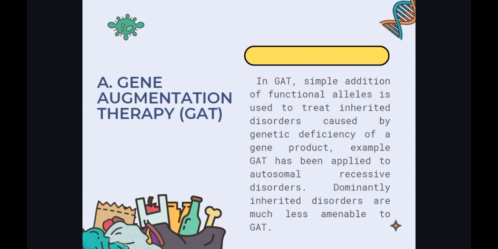Gene augmentation therapy involves introducing genetic material into a person's cell to replace or add a functional copy of a gene that's either missing or faulty. This aims to help the body produce the correct protein or function properly.